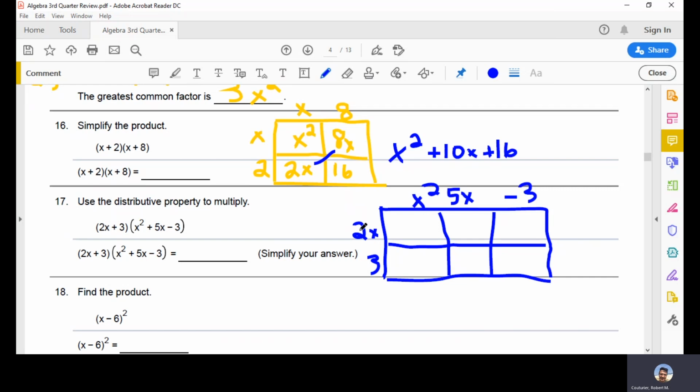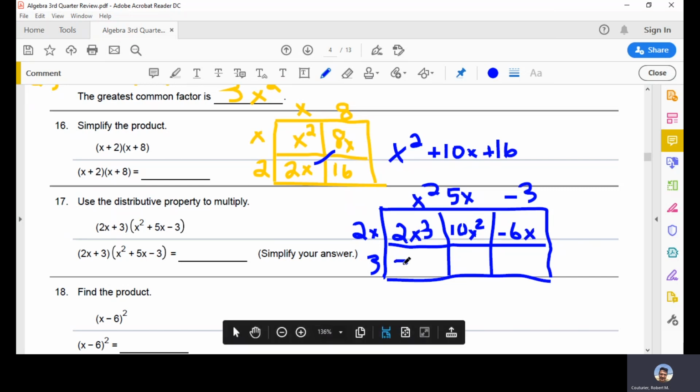We multiply to get in, we add to get out. 2x times x squared turns into x to the third power. 2x times 5x is 10x squared. 2x times a negative 3 is a negative 6x. 3 times x squared is 3x squared. 3 times 5x is a 15x. And 3 times a negative 3 is a negative 9. Great.